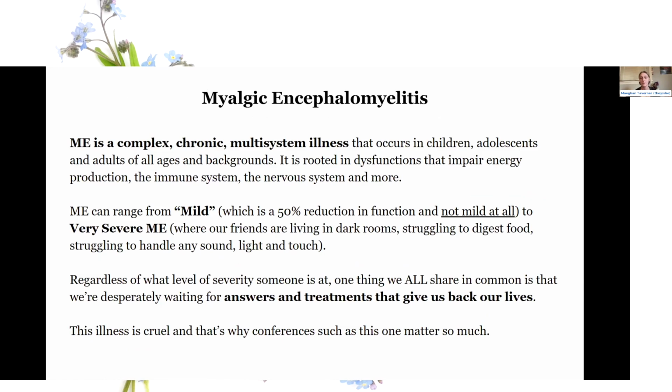ME is a serious, disabling disease rooted in dysfunctions that impair energy production, the immune system, the nervous system, and more. There is a broad spectrum of ME severity that we want to highlight too. From mild, which is a 50% reduction in function and not mild at all, to very severe ME, where our friends are living in dark rooms, struggling to digest food, and struggling to handle sound, light, and touch. Regardless of what level of severity someone is at, one thing we all share in common is that we're desperately waiting for answers and treatments that give us back our lives. This illness is cruel, and that's why conferences such as this one matter so much.